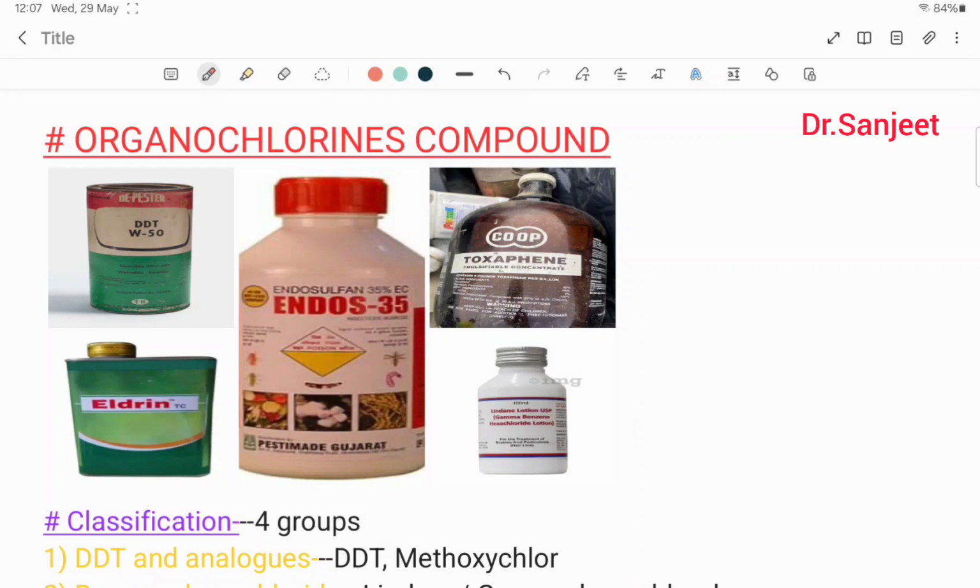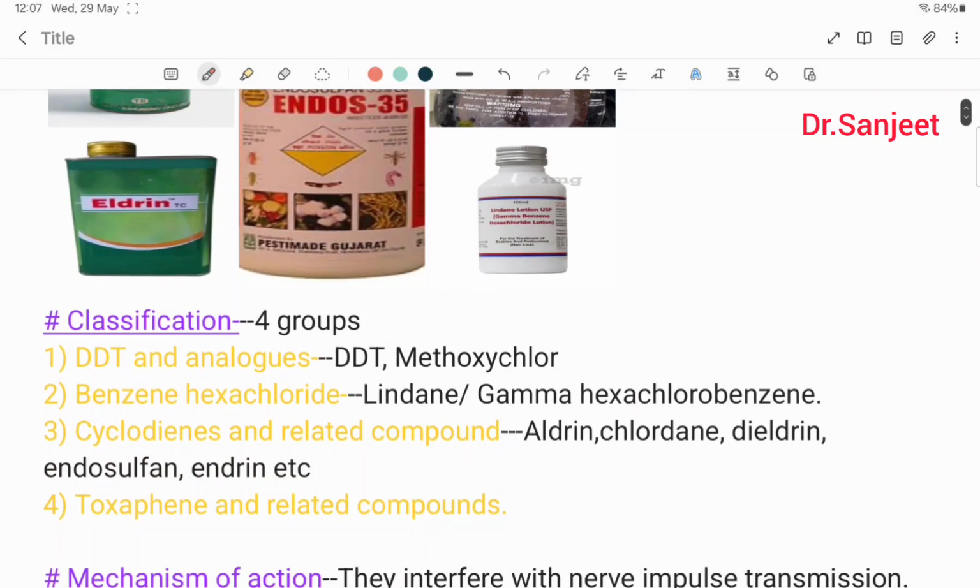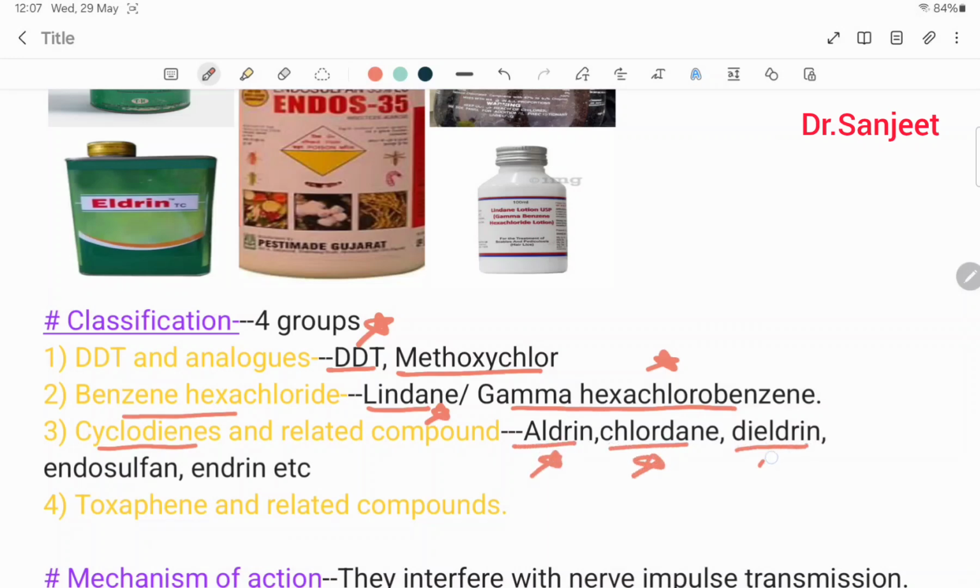Today we are going to start organochlorines. These are the organochlorine products, and the classification has 4 groups. DDT and analogs, examples: DDT and methoxychlor. Benzene hexachloride, called lindane, gamma hexachlorocyclohexane. Cyclodienes and related compounds like aldrin, chlordane, dieldrin, endosulfan and endrin. Then the fourth group, toxaphene and related compounds.